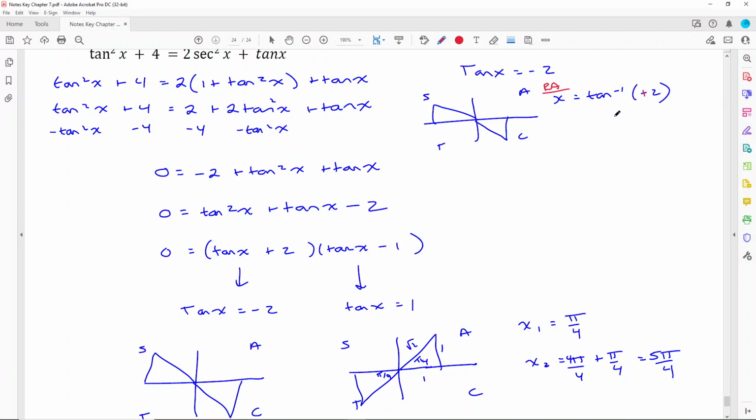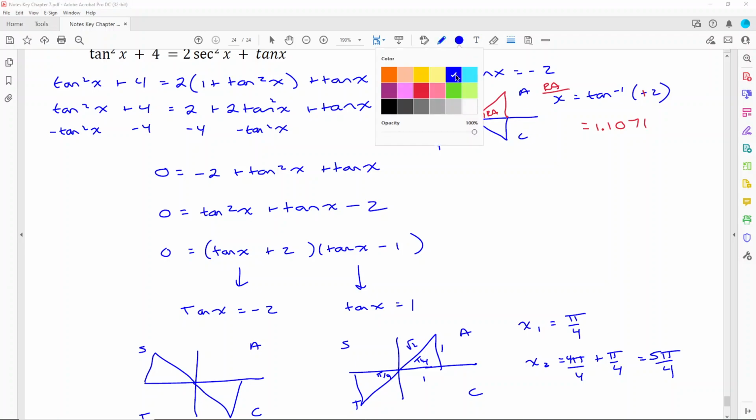Okay, so if I do that, and I'm in radians, I'm going to go second function tan of 2. That gives me the answer of 1.1071 to 4 decimal places. So that's the answer here. Okay, this is my reference angle. So now what I want to do is get my two solutions.